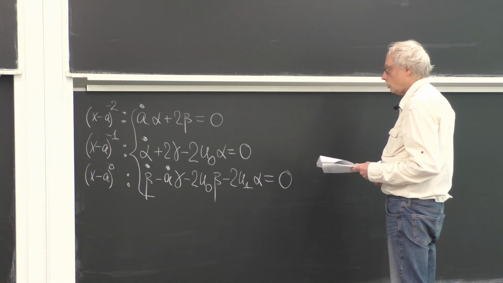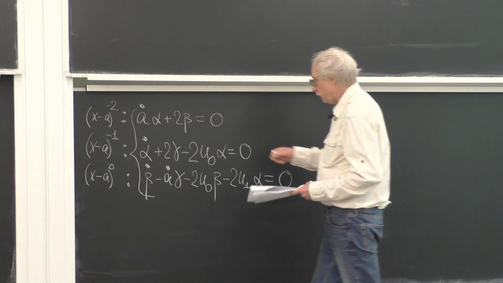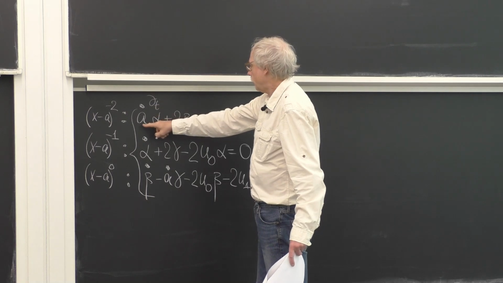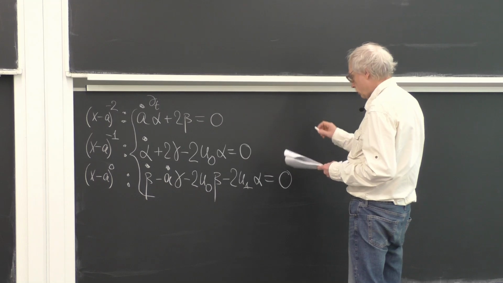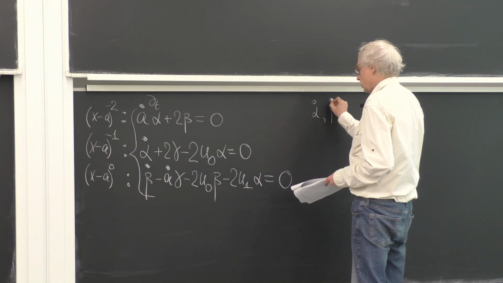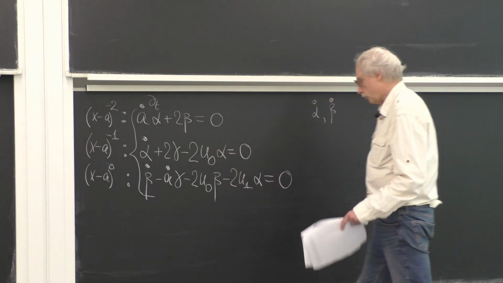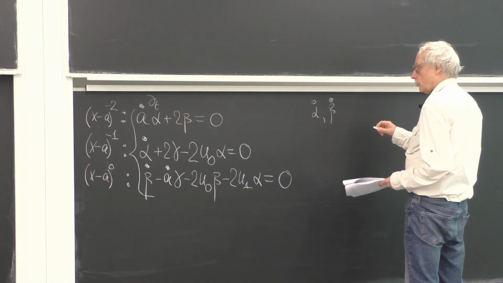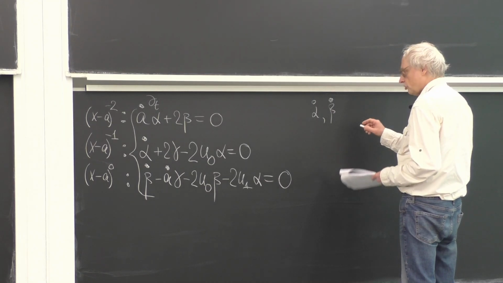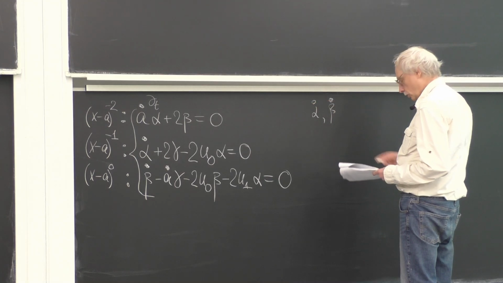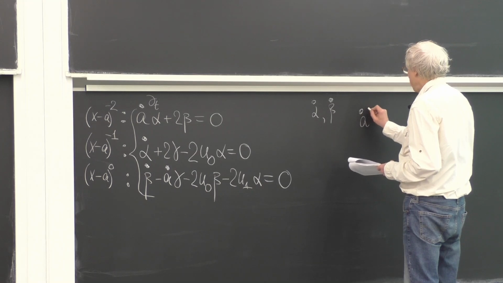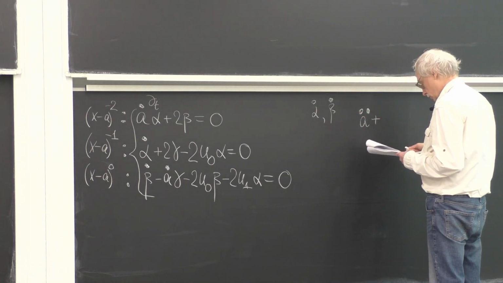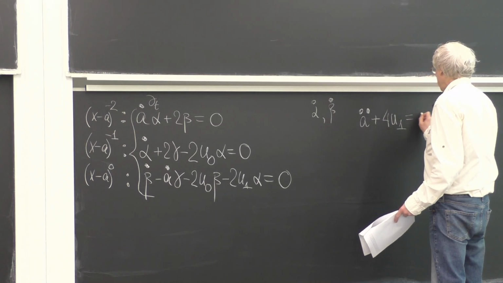Combining them, we should differentiate the first equation, apply d over dt to this equation, and substitute alpha dot and beta dot from the second and the third equations. And in this way, we finally obtain a necessary condition of existence of solutions of this form. And this condition is a second derivative of a in time plus 4 times u1 is 0.